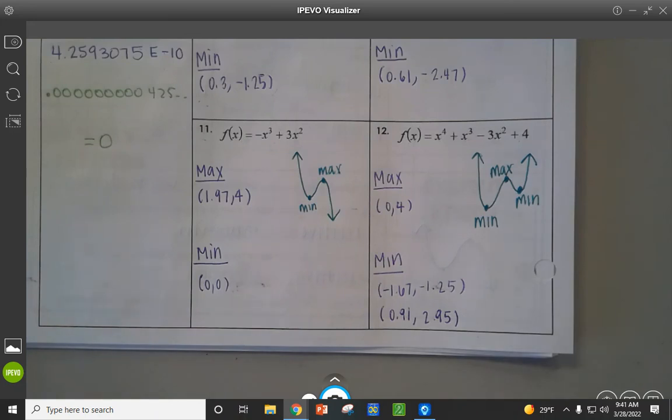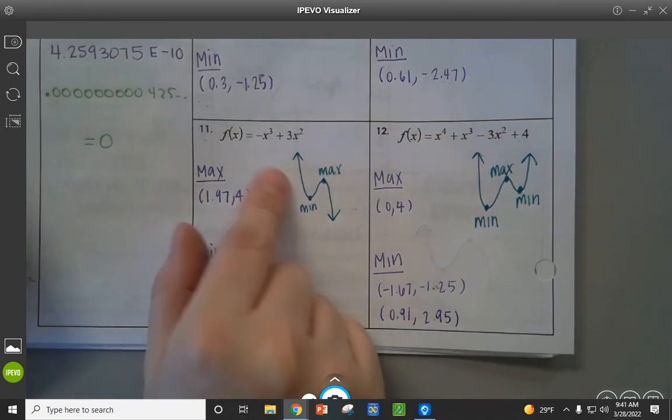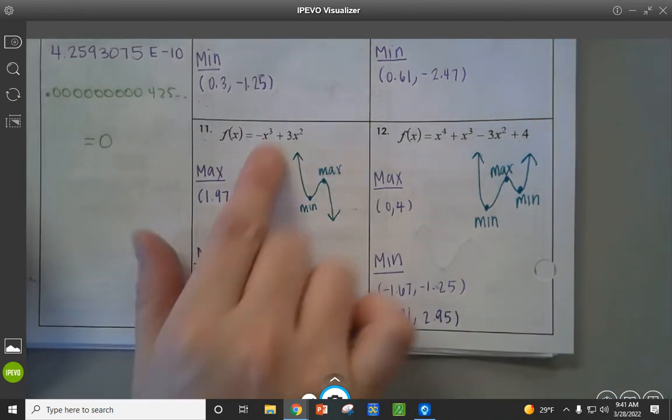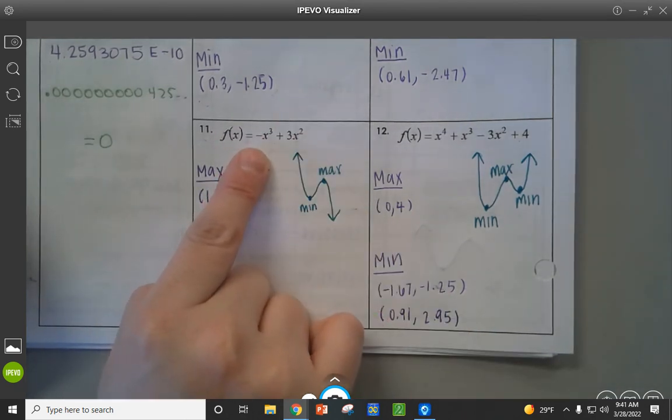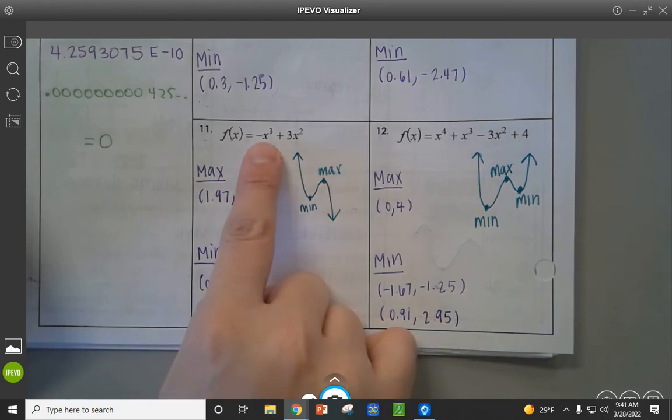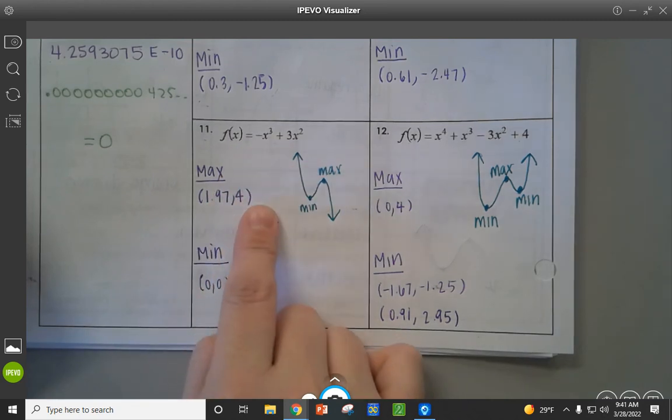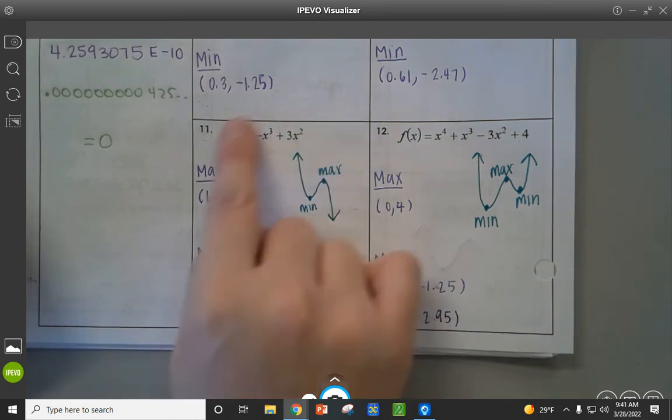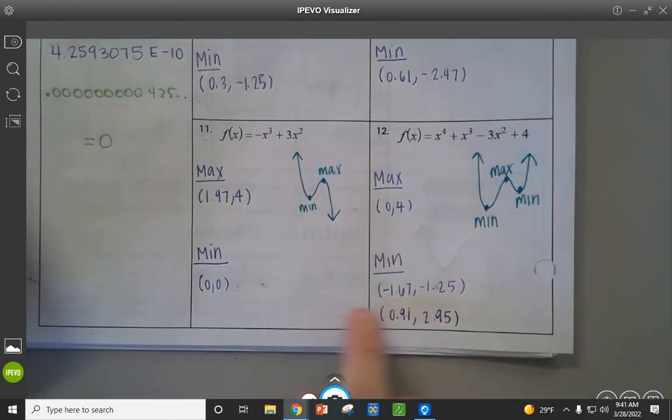So number 11, you should get roughly 1.974 and minimum 0, 0. Did y'all get that? Close to it. If you didn't get that, you might have missed something on the graph. Maybe you didn't put the negative. Yeah, that's fine. I got for the max 0.98 and 1.71. You probably just typed something in the graph wrong.